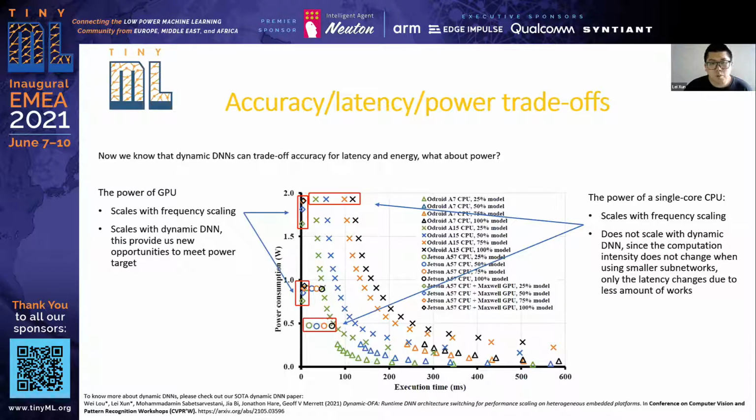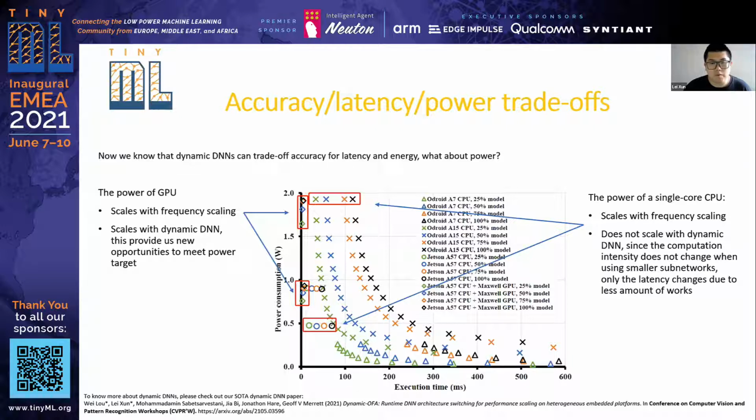However, on the GPU, we have a different story. You can see that the power consumption scales with frequency as well as with the dynamic neural network. This is because smaller subnetworks do use less GPU cores for inference. So this is very interesting and very important because we have a new method to reduce the power consumption at runtime.